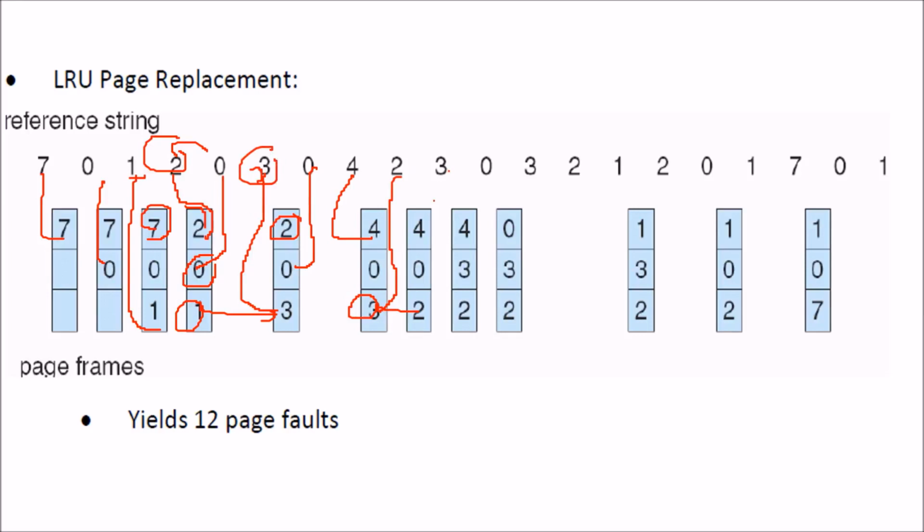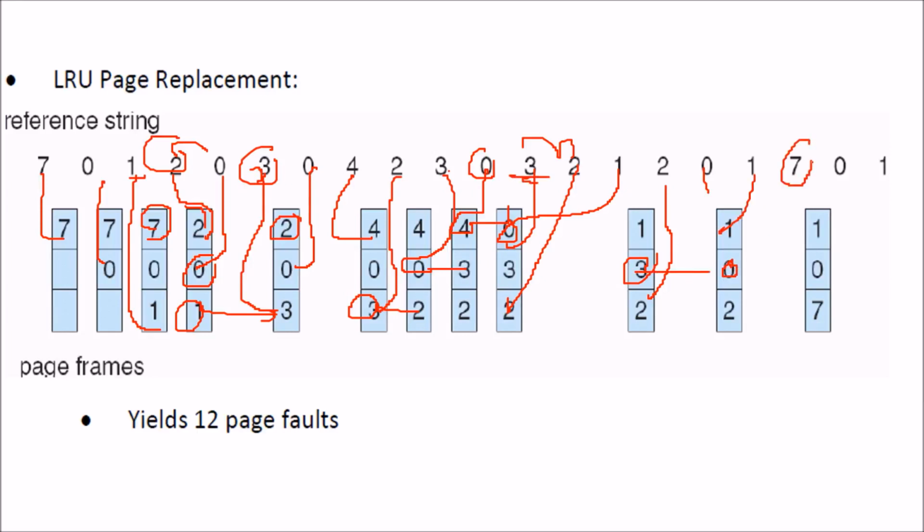Then next, if 3 comes after 2, we have to replace this 0. This 3 will replace. Then 0 will come, we will replace this 4. Now 3 and 2 is already there. Now 1 has come. 1 will be replaced by 0, because 0 was quite earlier than 3 and 2. So this is the case. Now 2 has come. Since 2 is already there, we will not replace. Now 0 has come. We have to replace 3. It was quite earlier. 3 will be replaced. 0 will come here. Now 1 is already there.